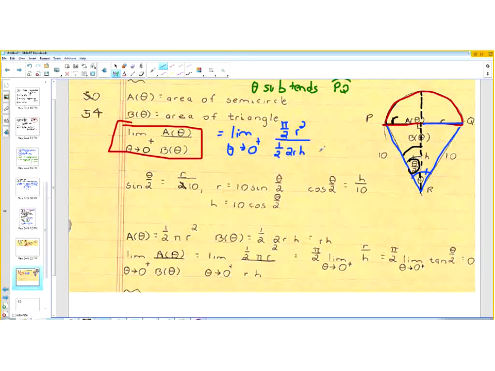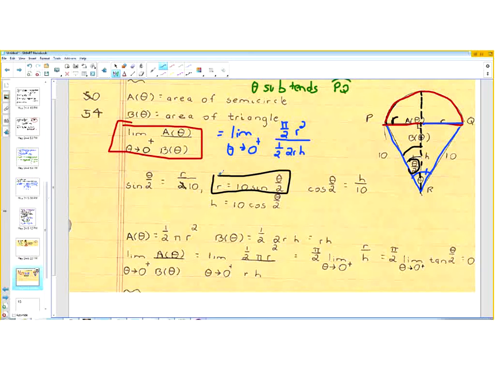Okay, so we have this relationship. We have the sine of theta over 2 is equal to the length of the opposite side r divided by the length of the hypotenuse, which we're taking as 10. And so now we can solve for r in terms of theta. So we have an expression for r in terms of theta.